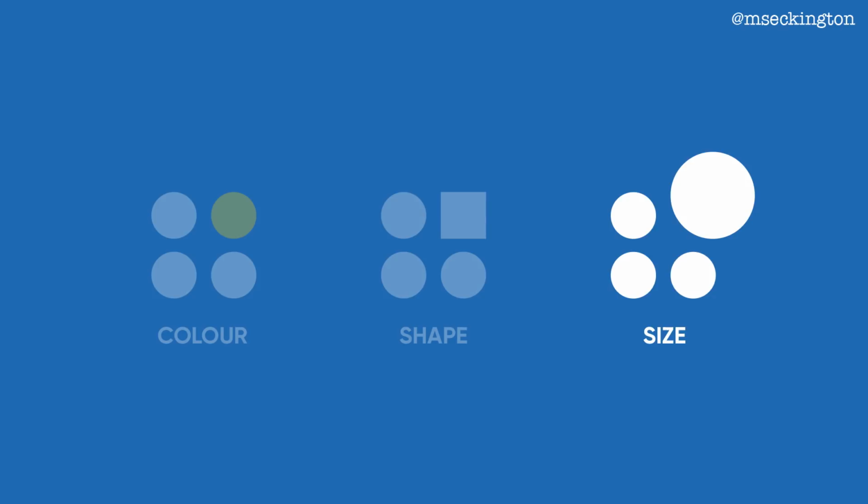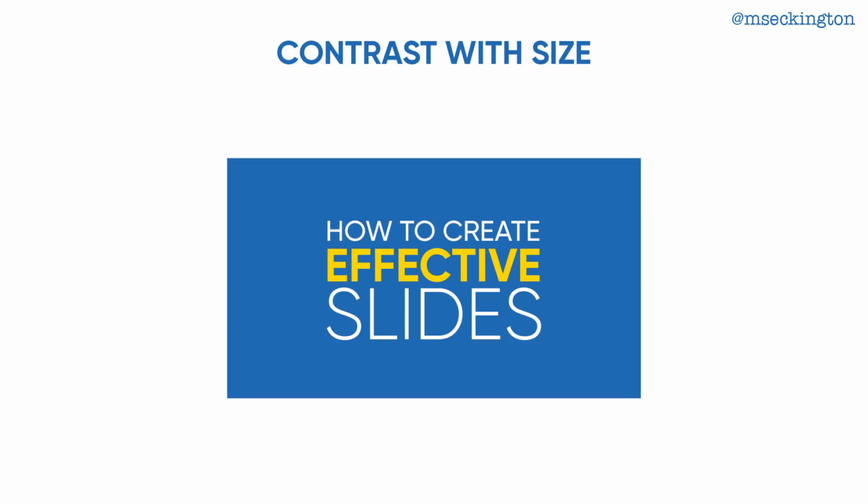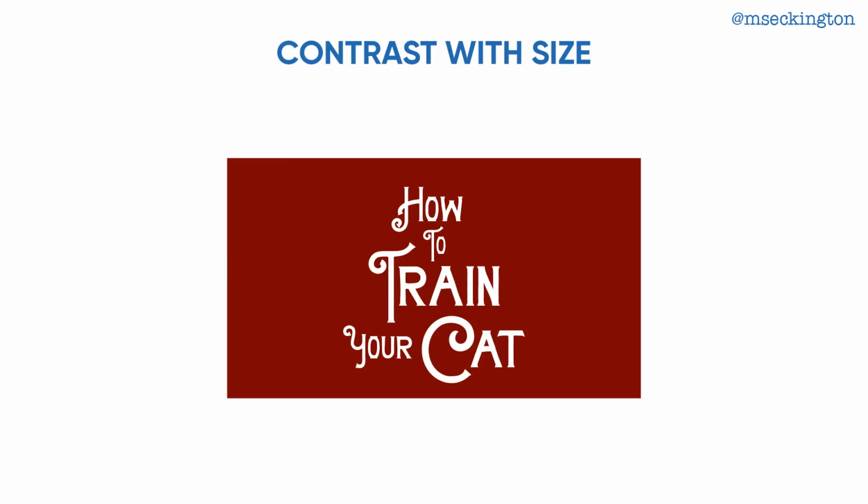Third way to use contrast is size. The simplest way of using size for contrast is just grabbing an element and making it bigger, using it to make a statement about something. Or you can play around and make each part of the sentence a different size. Again, you'll have noticed I tend to use this pattern a lot within my own slides.